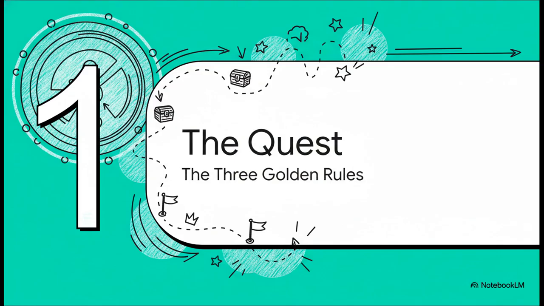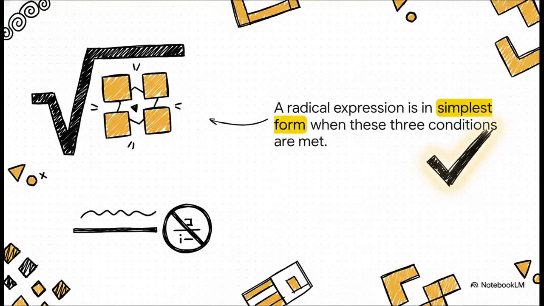To really conquer this quest, every single radical expression has to pass 3 tests. It's got to follow 3 specific rules to be officially called simplified. Think of it like a final checklist before you can spike the football and declare victory. And here they are, the 3 golden rules. These are our guiding principles for this whole quest.